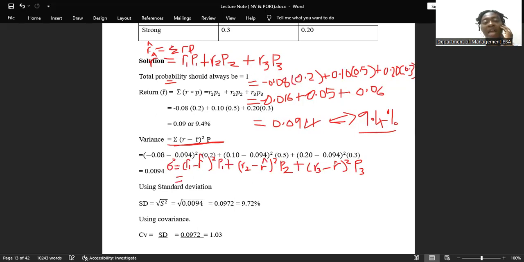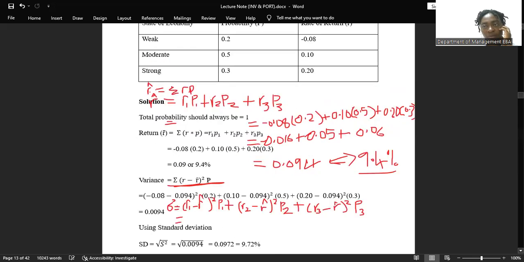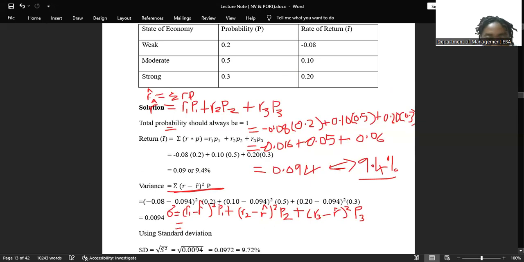So let's insert the information. R1. R1 is this. So that is negative 0.08 minus the expected return, this one, which is 0.094. Correct. The probability for the first one is what? 0.2.